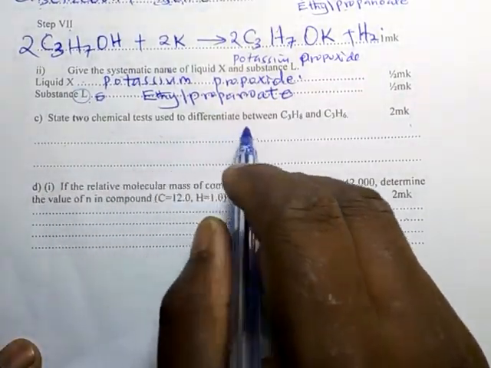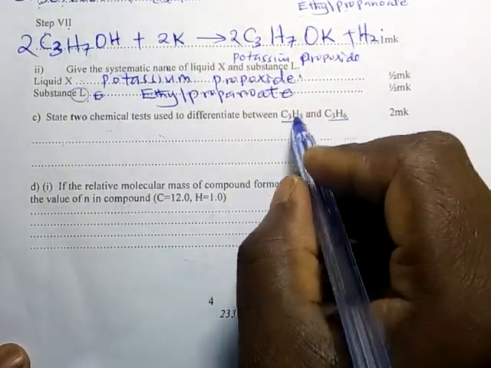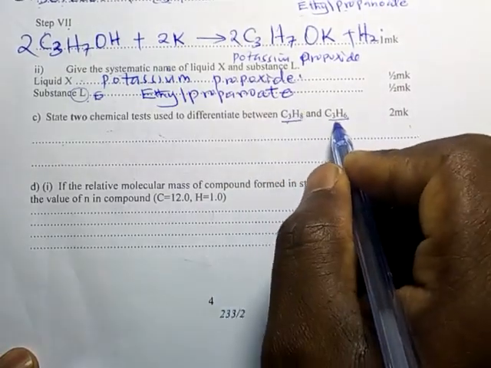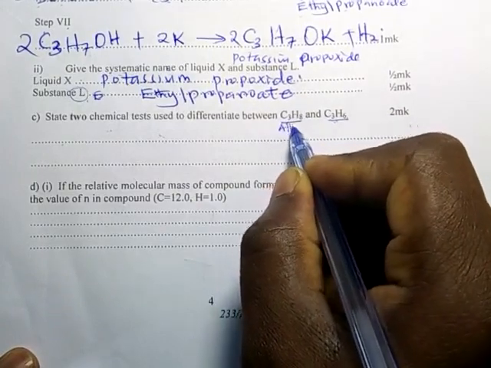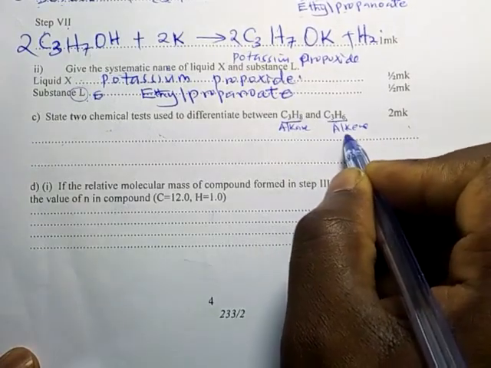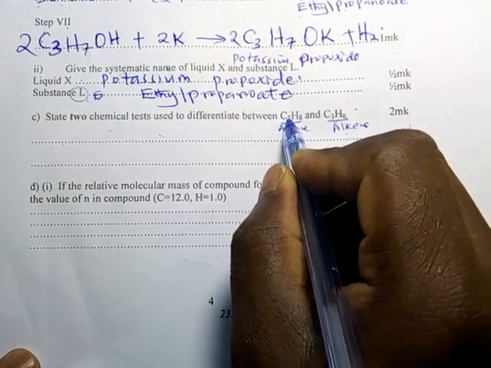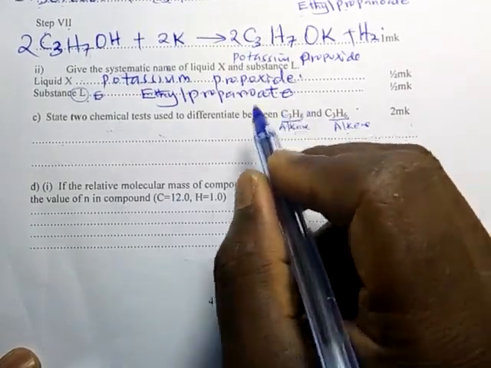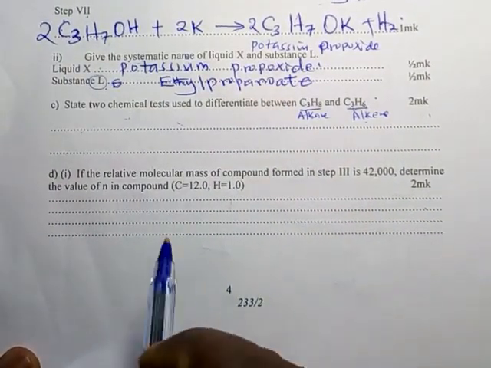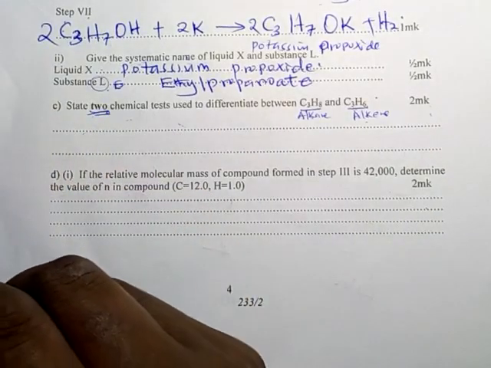State 2 chemical tests used to differentiate between an alkane and an alkene. So this one is propane and propene. How can you differentiate between propane and propene? Propane is an alkane, propene is an alkene. Remember, alkenes are unsaturated, while alkanes are saturated. I don't know whether you know what saturated alkanes and unsaturated alkenes are, but now I'm going to differentiate. We have been asked for two chemical ways to differentiate between alkanes and alkenes.